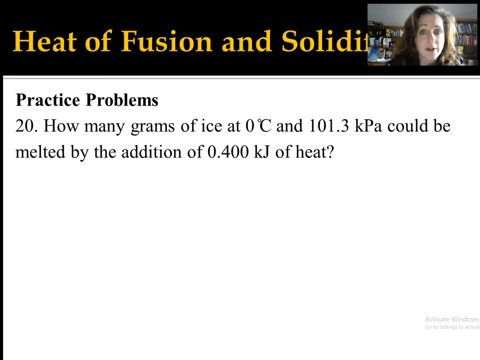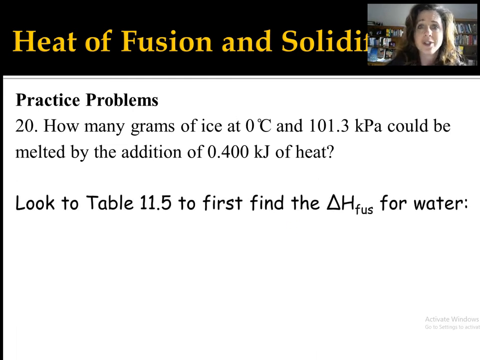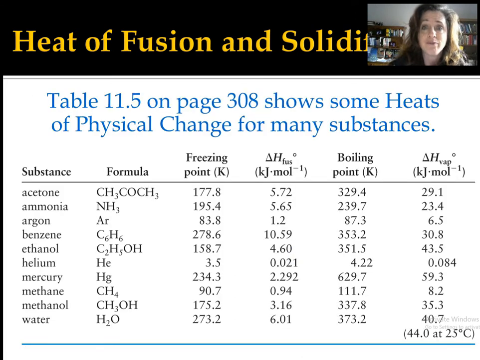How many grams of ice at 0 degrees Celsius and at atmospheric pressure, 101.3 kilopascals, could be melted by the addition of 0.400 kilojoules of heat? So how would you solve this problem? Well, the first thing I would do is see this process in my mind. I'm looking at how many grams, going from ice, the solid state, to the liquid state. So I know that there's a certain enthalpy value that I'm going to look for on a table, and it's for water. So I'm going to look to table 11.5 to first find the molar heat of fusion.